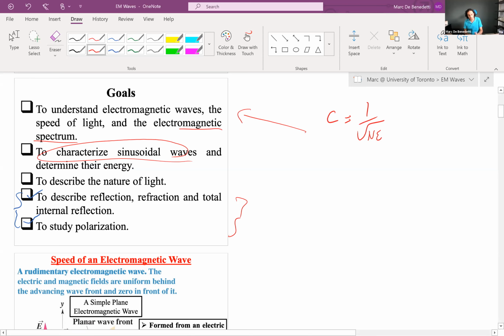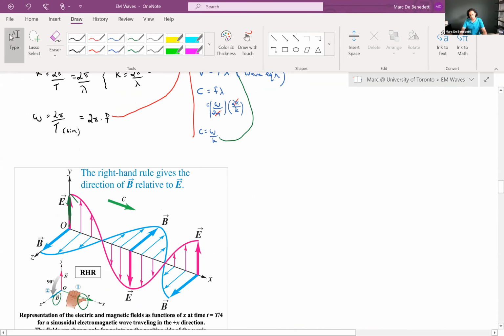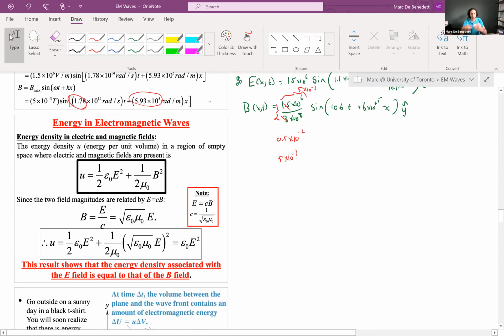The thing I'm choosing to cut out is energy in the electromagnetic wave. I've included the slides here just for extra information in case you care. It will not be reflected on the exam. So at least it shouldn't be.